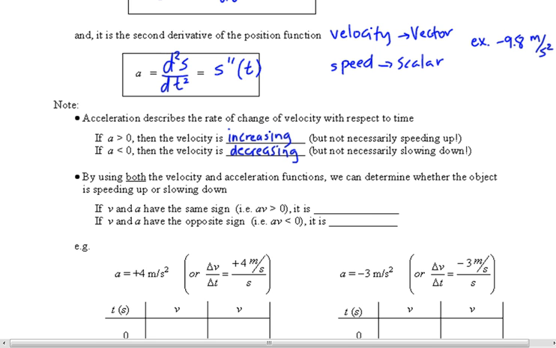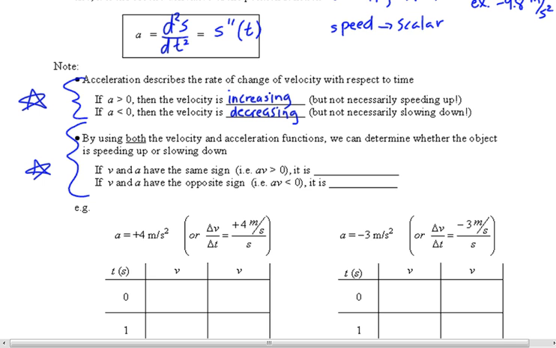By using both the velocity and acceleration, we can determine whether the object is speeding up or slowing down. If both are positive values or both negative, so A times V, this is really important. This will be tested on. You'll be asked when is it speeding up and when is it slowing down, which is a very different question than when is the velocity increasing and when is the velocity decreasing. So know the difference between these two.